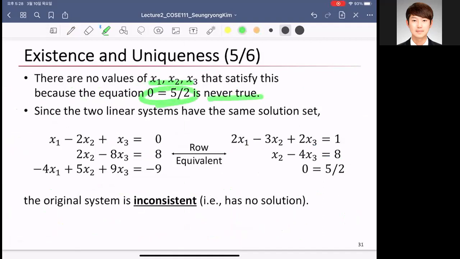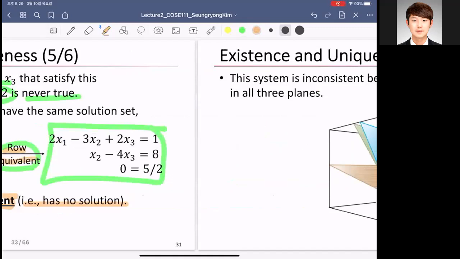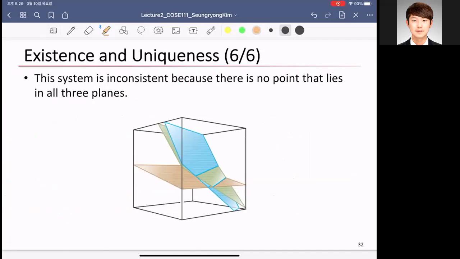And we already know, because we just applied the elementary row operation, that this original system and this new system are row equivalent, right? In other words, the original system is inconsistent. That is, it has no solution. Right? This system is inconsistent because there is no point that lies in all three planes.